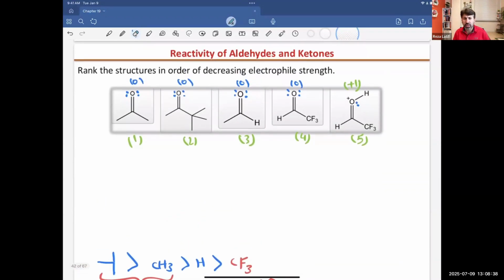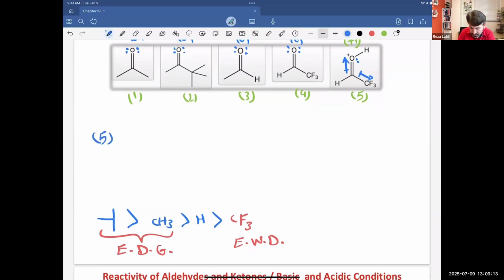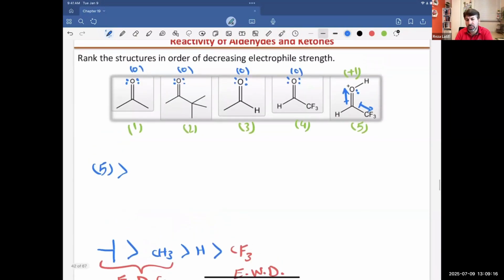all the substituents. We have aldehyde and ketones, and I'm going to say that between these molecules, the one that is an aldehyde and also has a positive charge will be the most reactive. Number 5 has a CF3 electron withdrawing group, and also a positive charge, and it's an aldehyde. So everything is exaggerating the positive charge on carbon. So number 5 is really reactive. Next one is going to be number 4. Why number 4? Because number 4 still is an aldehyde.